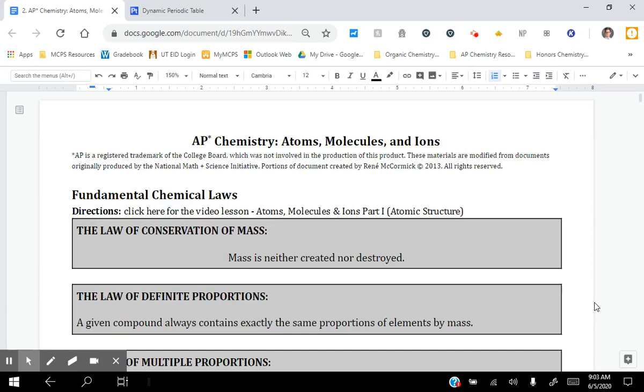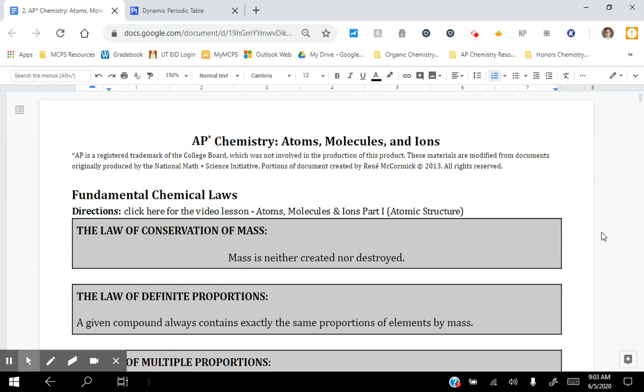Hello, class. Today we are going to dive into the first part of a two-part lesson on atoms, molecules, and ions. The bulk of this lesson will be focused on atomic structure and the parts of the atom, but we are also going to look at some fundamental chemical laws that will serve as the backbone for the second part of this lesson, which is formula writing and compound formation.